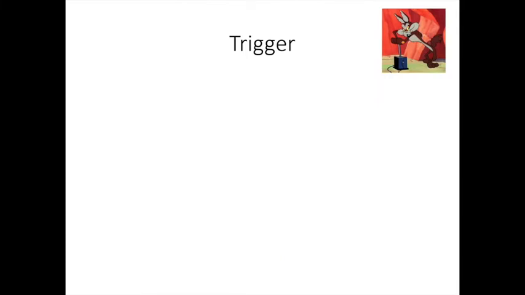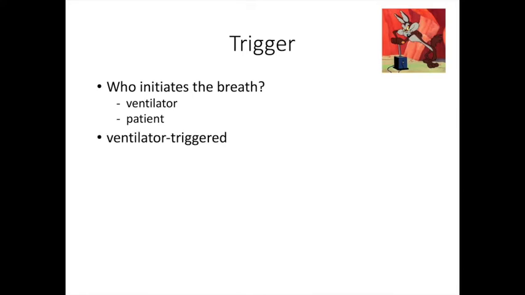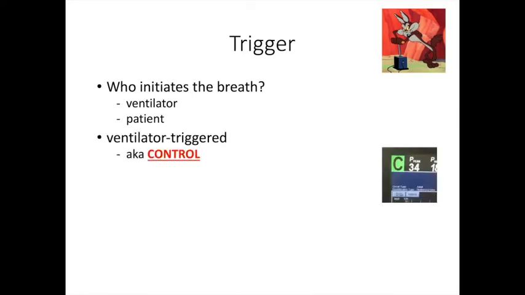Let's start with the first phase variable, the trigger. The trigger determines who initiates the breath. A breath can be initiated by the ventilator or the patient. For a ventilator-triggered breath, this is known as a control breath. The variable that is set is time.